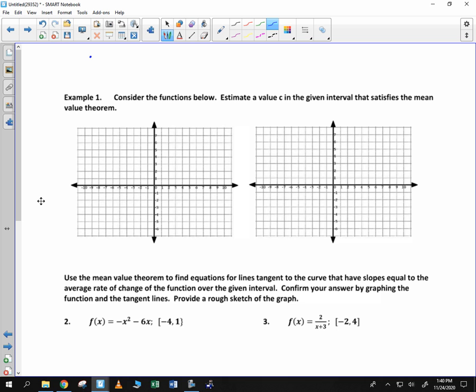So consider the functions below. Estimate a value c in a given interval that satisfies the mean value theorem. So I'm going to go ahead and draw a function here. Okay.